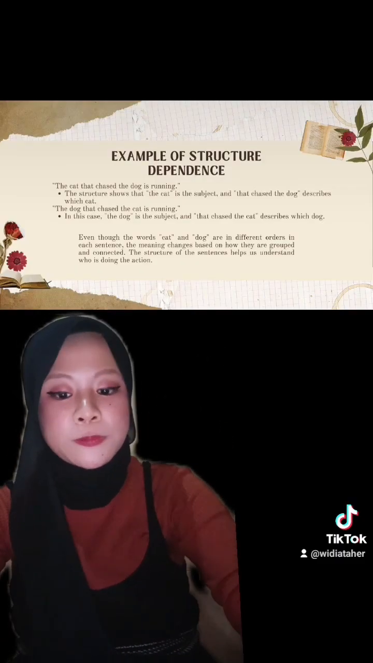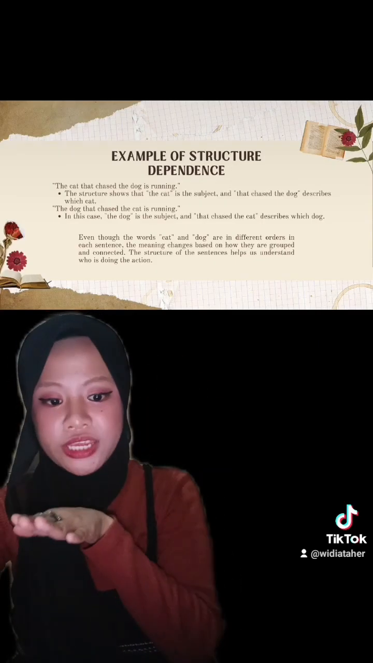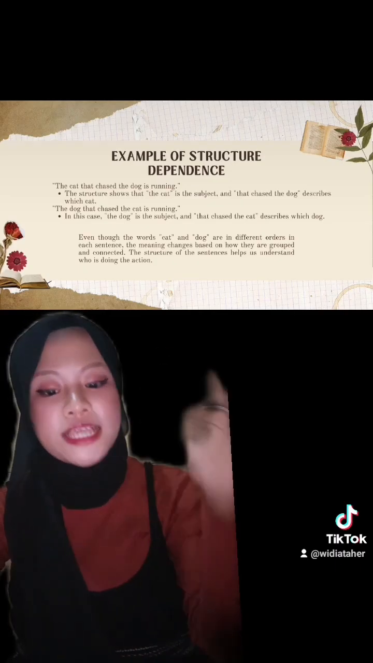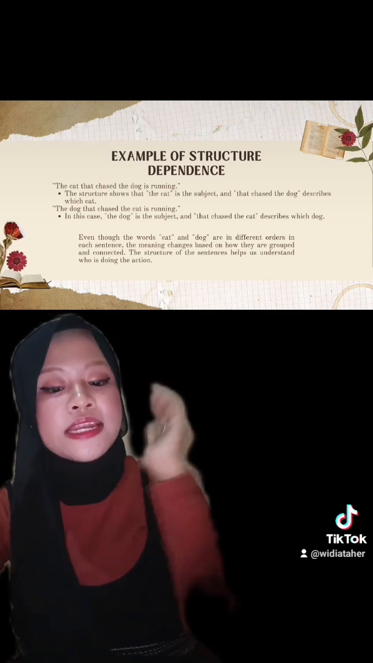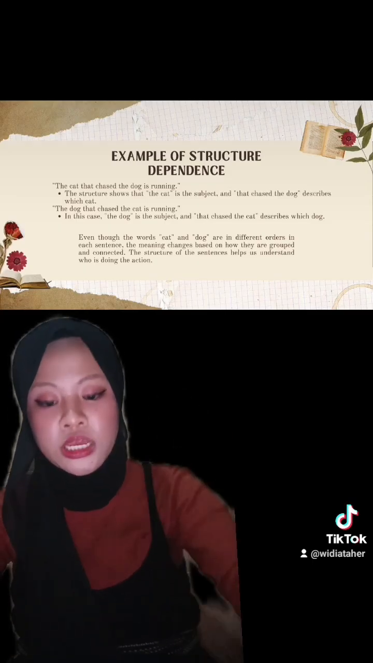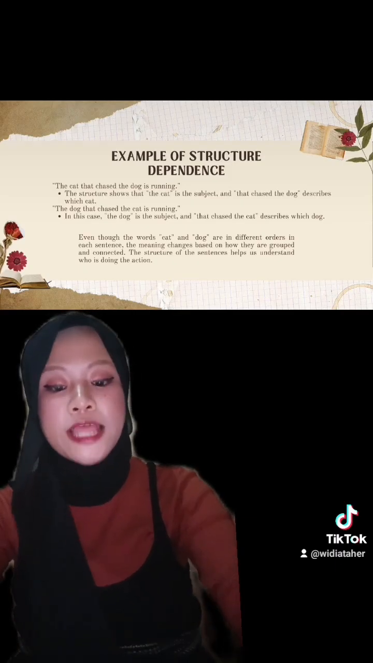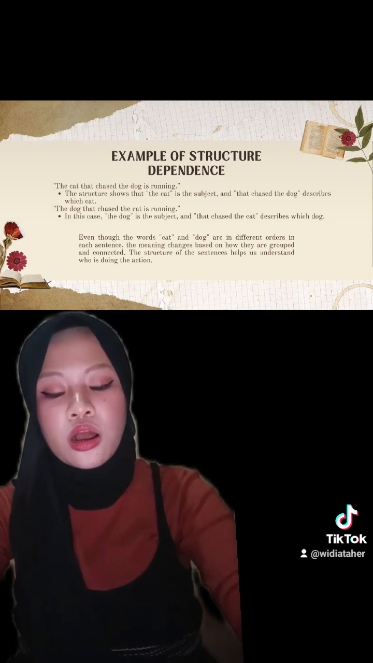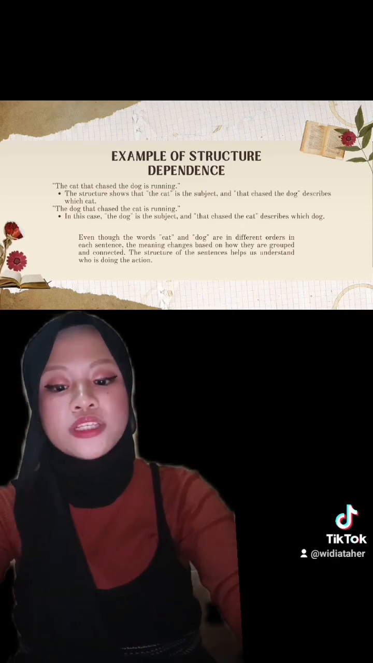The cat that chases the dog is running. The structure shows that the cat is the subject, and that chases the dog describes which cat. The dog that chased the cat is running. In this case, the dog is the subject, and that chased the cat describes which dog. Even though the words cat and dog are in a different order in each sentence, the meaning changes based on how they are grouped and connected. The structure of the sentence helps us understand who is doing the action.